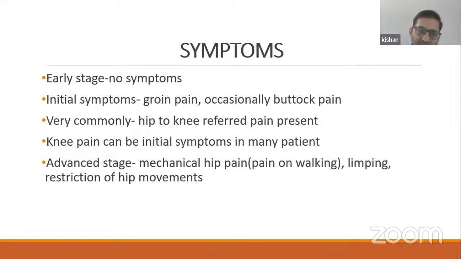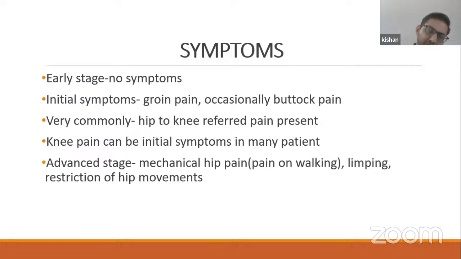In advanced stages, there is mechanical hip pain, like pain during walking or any routine weight-bearing activity, and then the patient can present with limping. Limping is also one of the initial symptoms. The patient may not have pain, but can present with limping without pain, and restriction of hip movement. Specifically, restriction of internal rotation of the hip joint is very commonly associated with avascular necrosis of the femoral head.